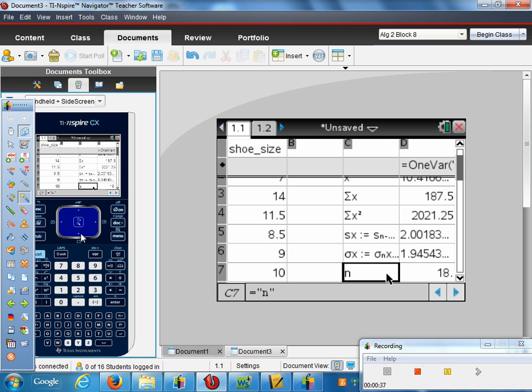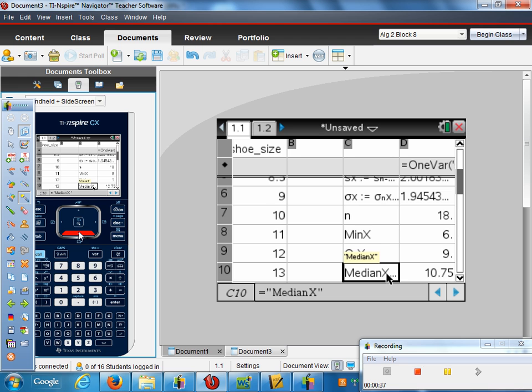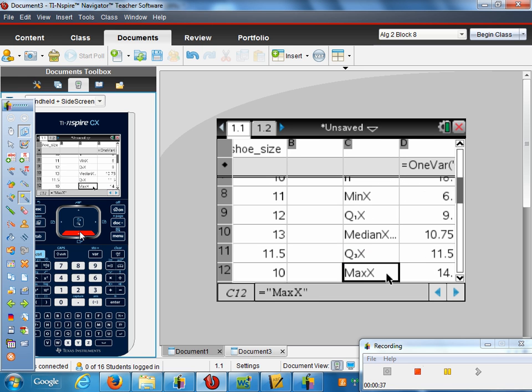Moving on down, n tells me there is 18 pieces of data. And then it's going to give me the data I need if I wanted to create quartiles and box and whisker plots. The minimum number in the data is 6. The first quartile is at 9, the median's at 10.75. The upper quartile, Q3, is at 11.5, and the maximum value in this set of data is 14. So you can see that you do get all the stats except mode, which is a bit disconcerting.